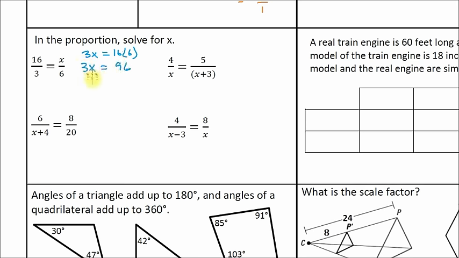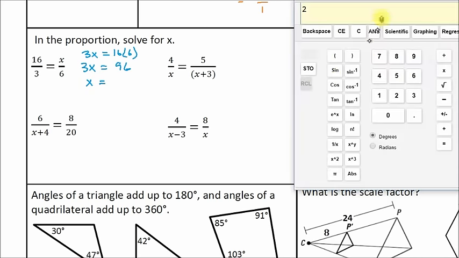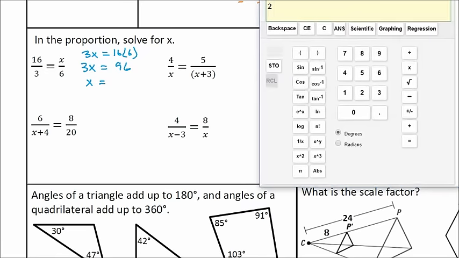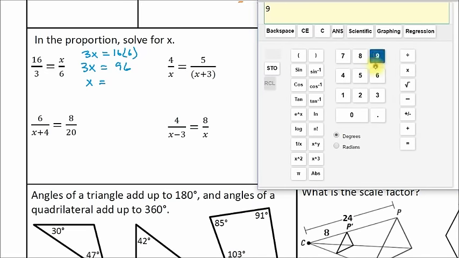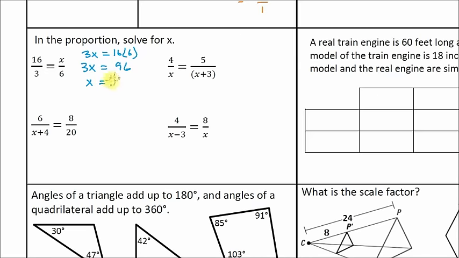We're going to divide both sides by 3, and we're going to end up with x equals 96 divided by 3. Let's do that. 96 divided by 3 is equal to 32. X equals 32. First one is done.